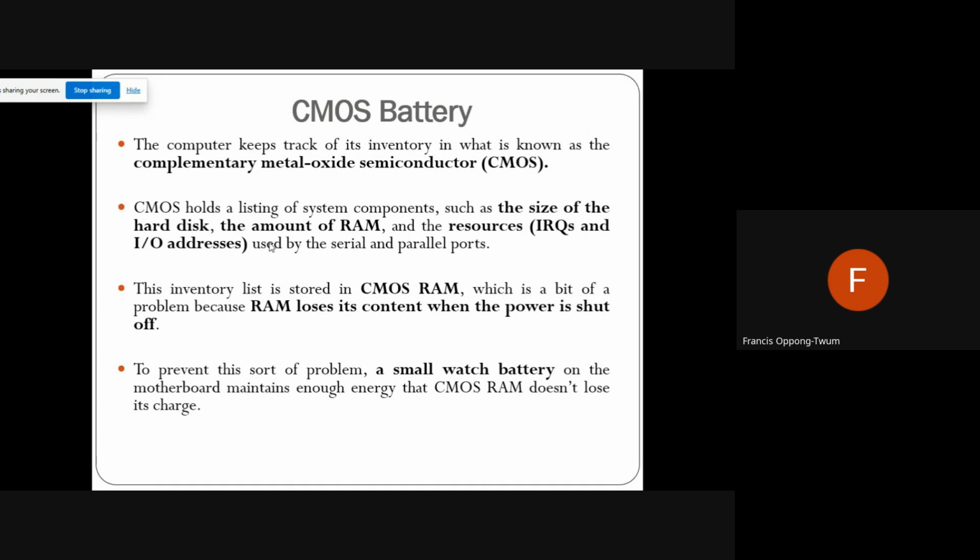We are moving on to the next component that we can also see on the motherboard, which is the CMOS battery.